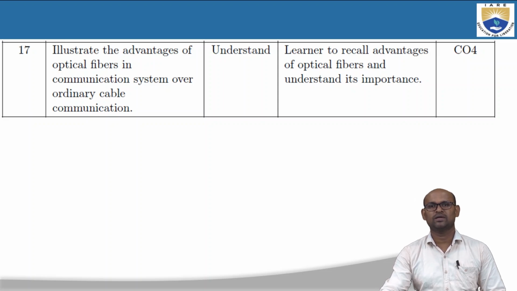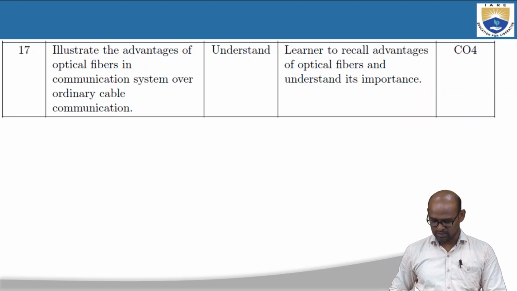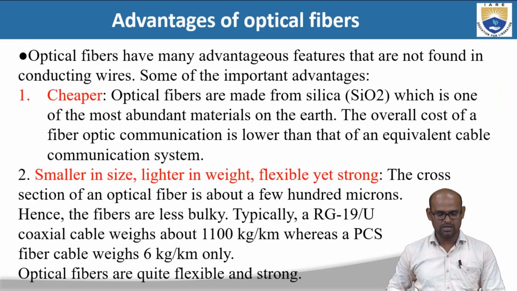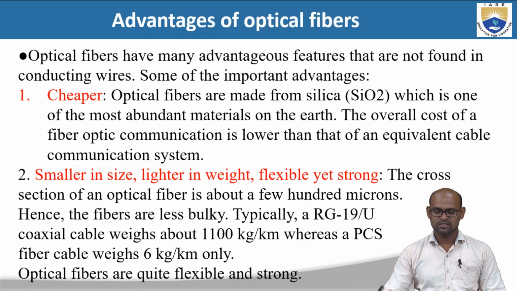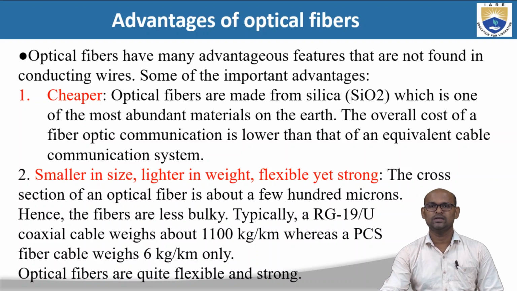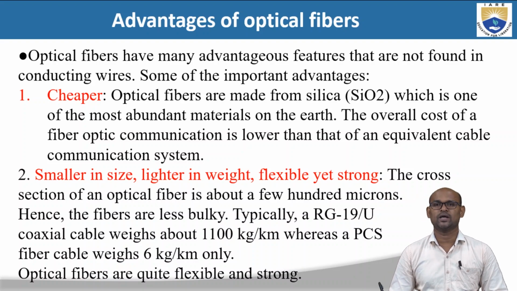Illustrate the advantages of optical fibers in communication system over ordinary fiber. What are the advantages of optical fibers? There are different advantages of optical fibers compared to copper wires. First one is cheaper. Optical fibers are cheaper because they are made of silica, which is one of the abundant materials available on Earth, and the overall cost of the optical fiber system is lower than that of the copper wire system. These optical fibers are small, light in weight, flexible and strong.